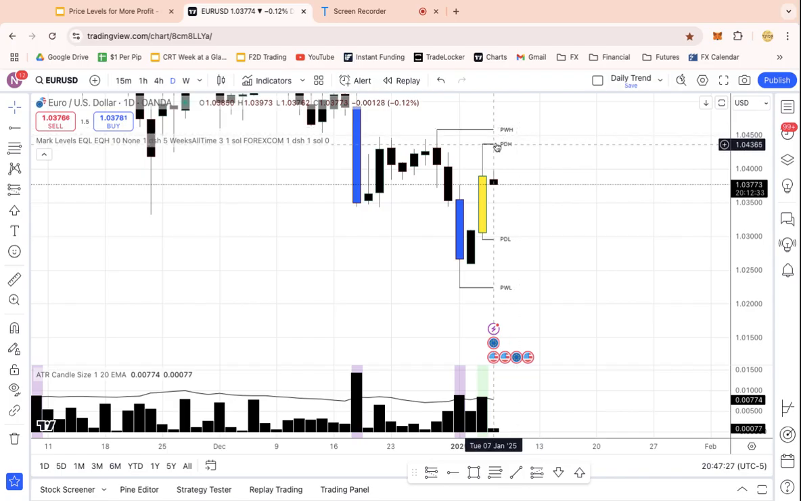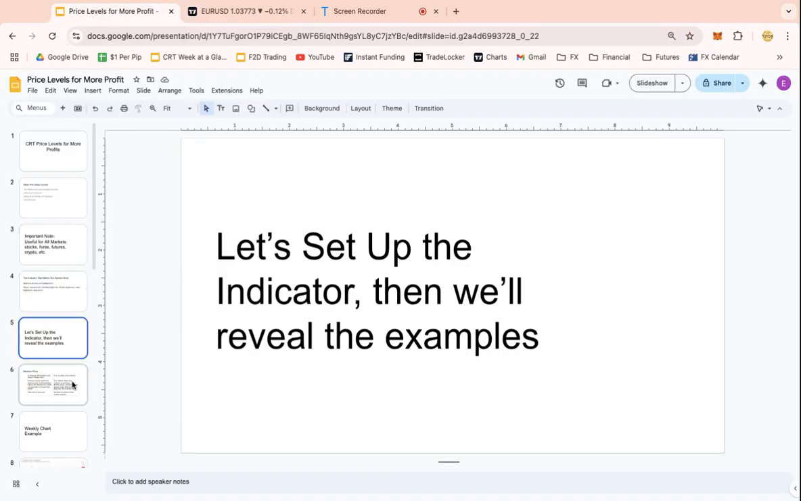Prior week high, prior week low, prior day low, prior week low. That's it. Okay, that is all. That's everything. Okay, that's how you set up your chart.